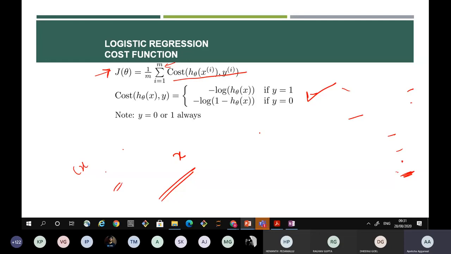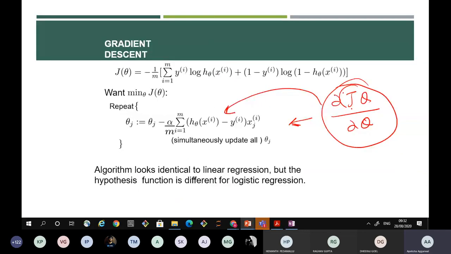You have to put that del J theta by del theta. You have to calculate the derivative of this J theta and put it over here. J theta you already know. And this is your final gradient descent algorithm for logistic regression. There are small differences. You have to just go through it.